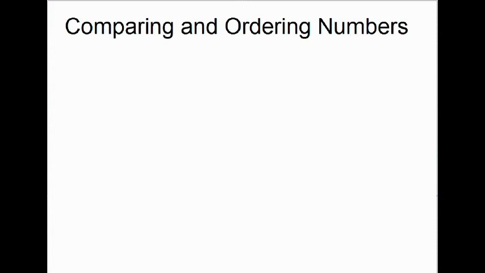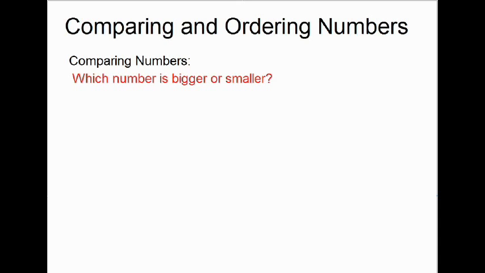The next thing we're going to talk about in our number sense unit is called comparing and ordering numbers. And the first thing that we're going to look at here is comparing numbers. And when you're comparing numbers, the question you're really asking yourself is, which number is bigger, or which number is smaller? And to explore this, we're going to take a look at a couple of examples.